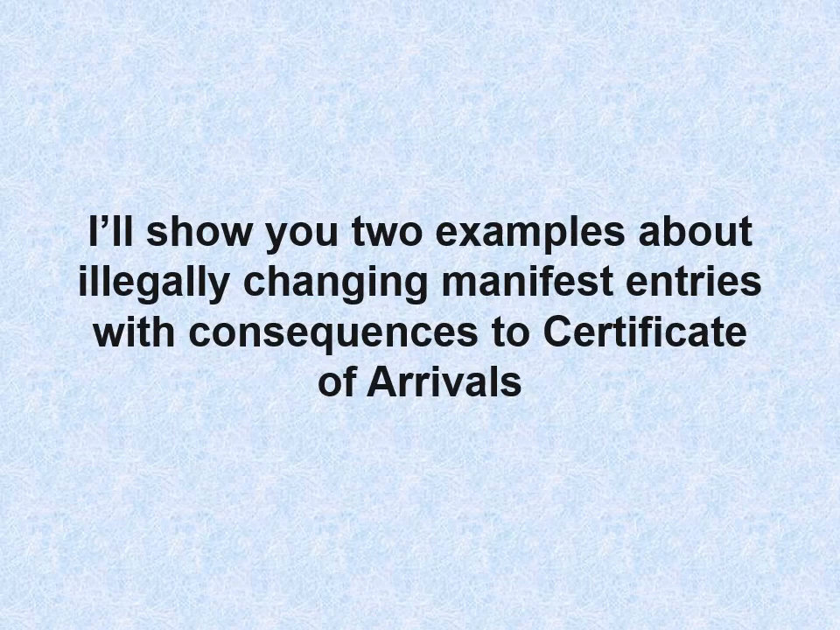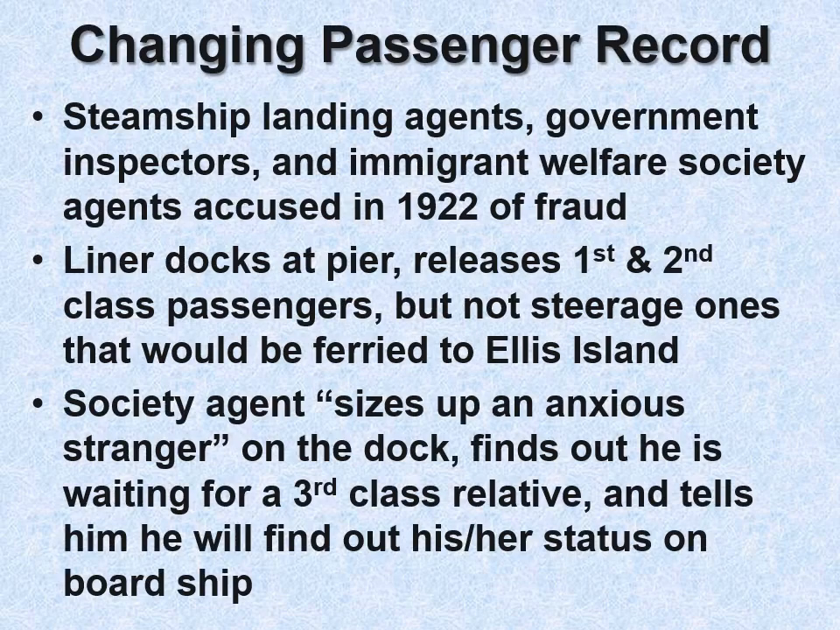I'm going to show you two examples about illegally changing manifest entries with consequences to certificate of arrivals. So this is the scam. This was in 1922. These are from newspaper articles, and I'll show you one citation in a while. So the steamship landing agents, government inspectors, and immigrant welfare society agents who had pretty much access to the ships were accused in 1922 of fraud.